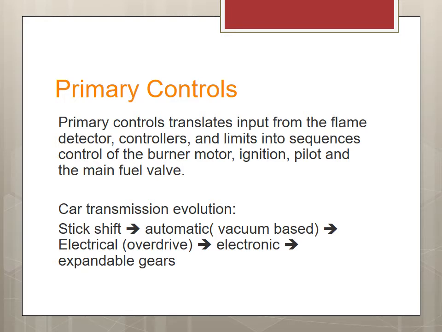Now talking about the primary control. Before, we had the cad cell primary control, and now we will have something a little bit more robust than that. It does basically the same function, but it's an evolution with more controls, more options, and more sequence of operation. It translates the input from the flame and controller limits into a sequence of control for the burner mode: running, ignition, pilot, and main fuel valve.